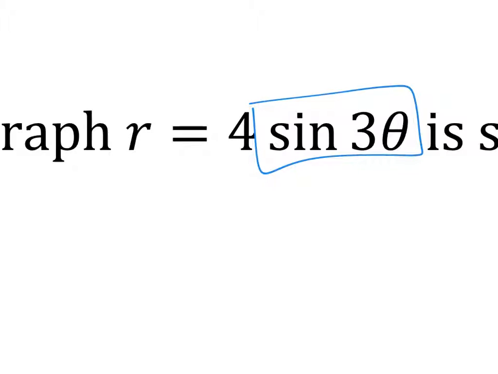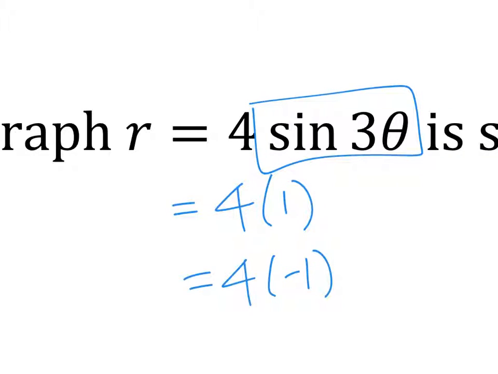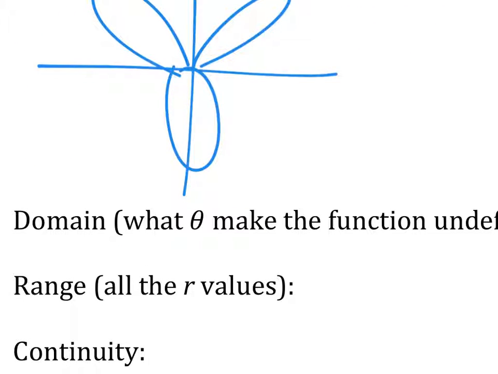Negative 1. So then the highest number is 1. The lowest number is negative 1. Therefore, what is the highest number of r? 4. What's the lowest number of r? Negative 4. So therefore, the range is negative 4 to 4.